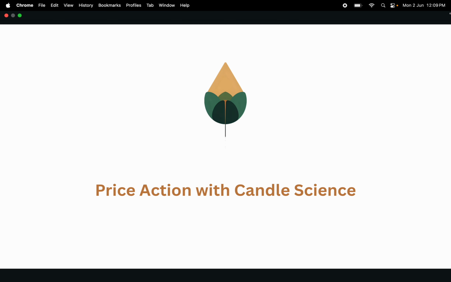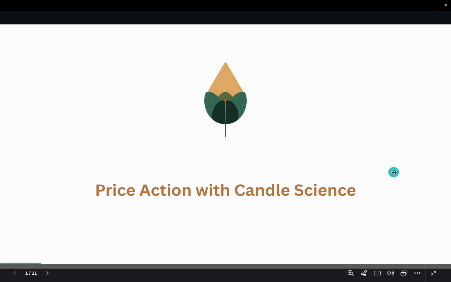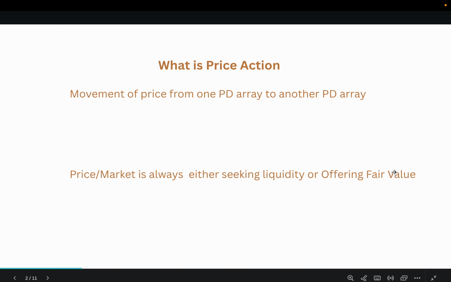So we will start our session with price action. Basically, price action with candle signs. So what is price action?